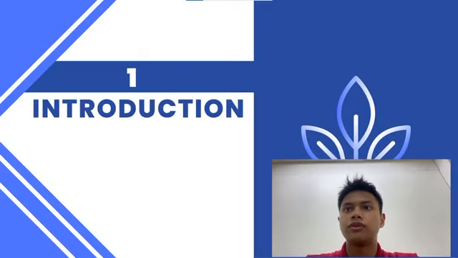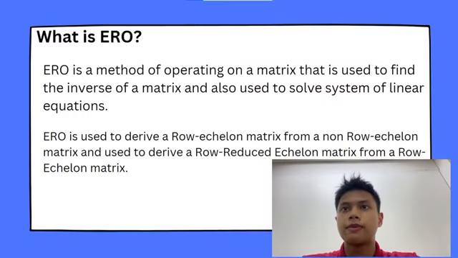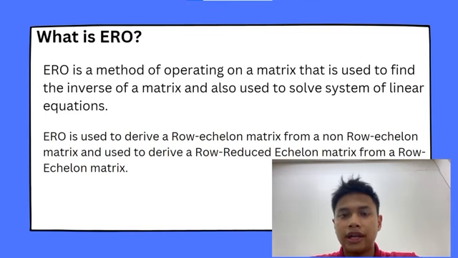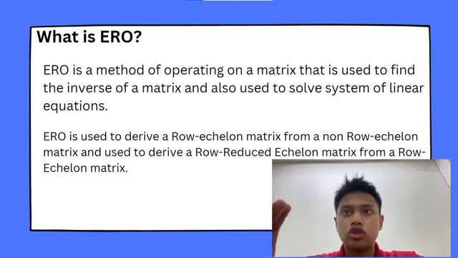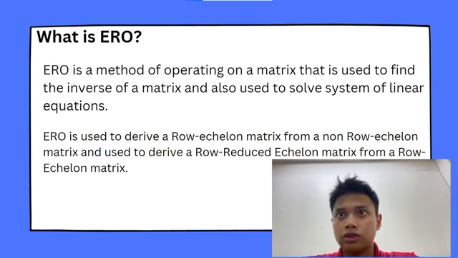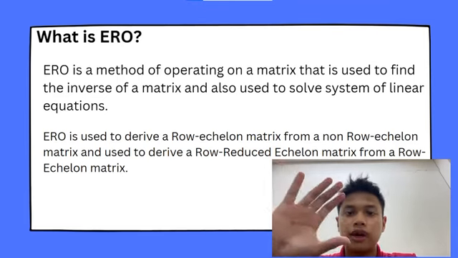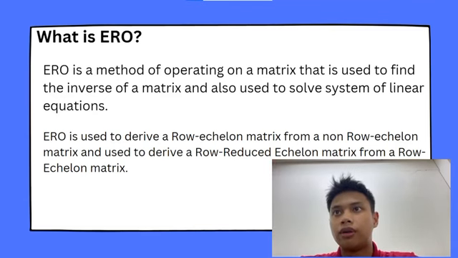So, moving on to the introduction. What is ERO, and what is its function? ERO, elementary row operation, is a method of operating on a matrix that is used to find the inverse of a matrix and also to solve a system of linear equations. So we use ERO to find the inverse of a matrix.